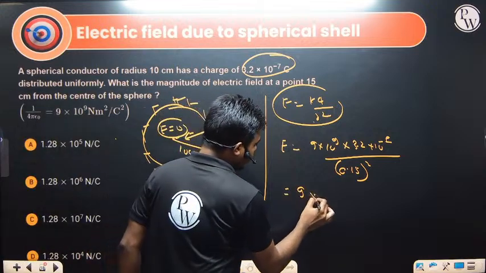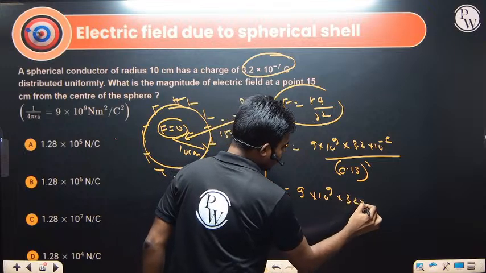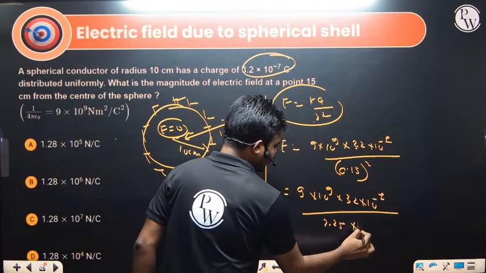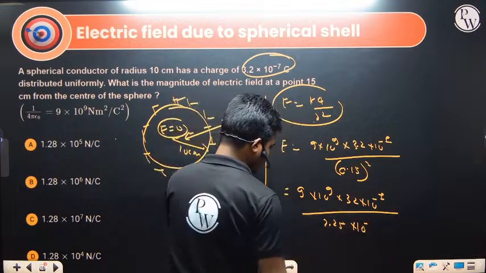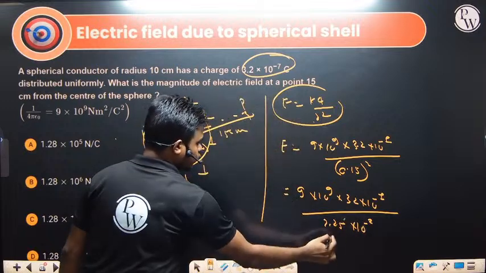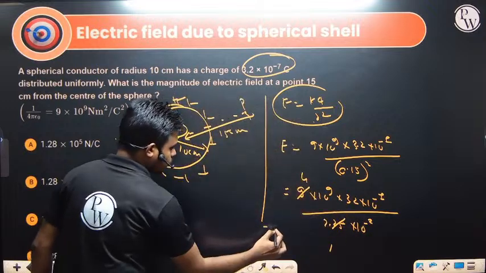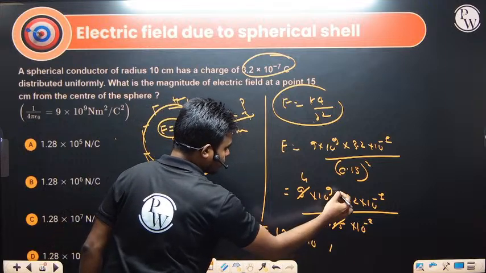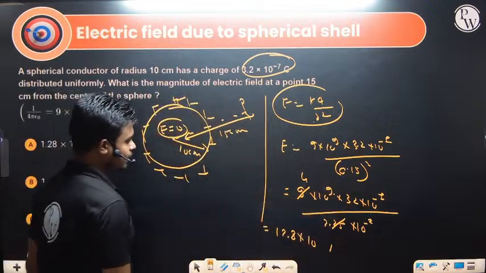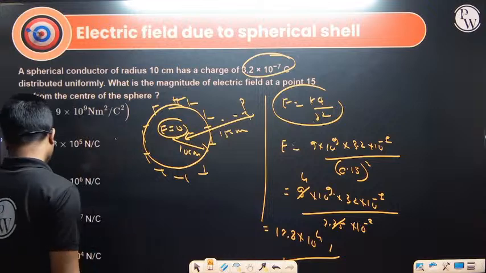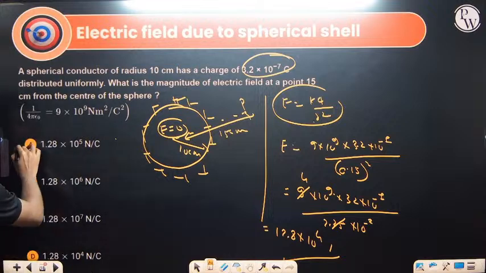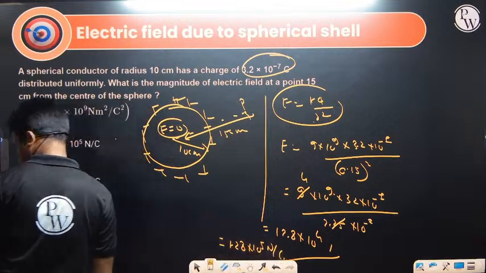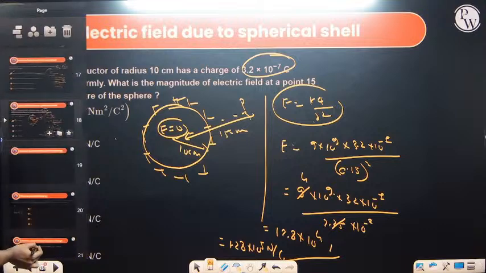So this side, 9 into 10 to the power 9 into 3.2 into 10 to the power minus 7, divided by 2.25 into 10 to the power minus 2. So this one is 1, and this will be 4, 3.2 into 4, that is 12.8 into 10 to the power 9 minus 7 plus 2, that is plus 4. So we get 12.8, that is 1.28 into 10 to the power 5 Newton per coulomb. Okay.